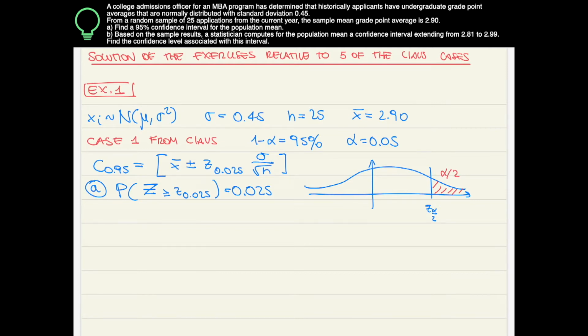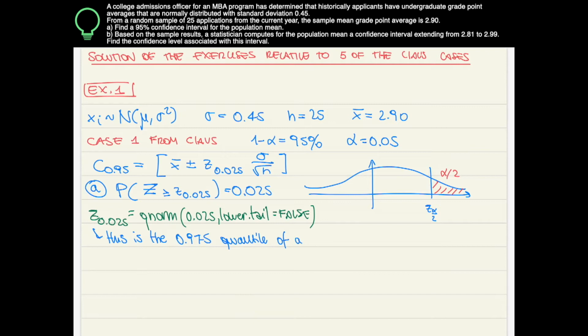The R command to get z 0.025 is qnorm 0.025, lower.tail equal FALSE. Indeed, we are looking at the right tail, so the upper tail of the distribution. In practice, this corresponds to a quantile. This is the 0.975 quantile of a normal distribution. These considerations are not necessary for the exercise, but it's just to make everything clear. Recall that to calculate the quantile of a standard normal, we could equivalently write qnorm 0.975. So these two R commands are equivalent.